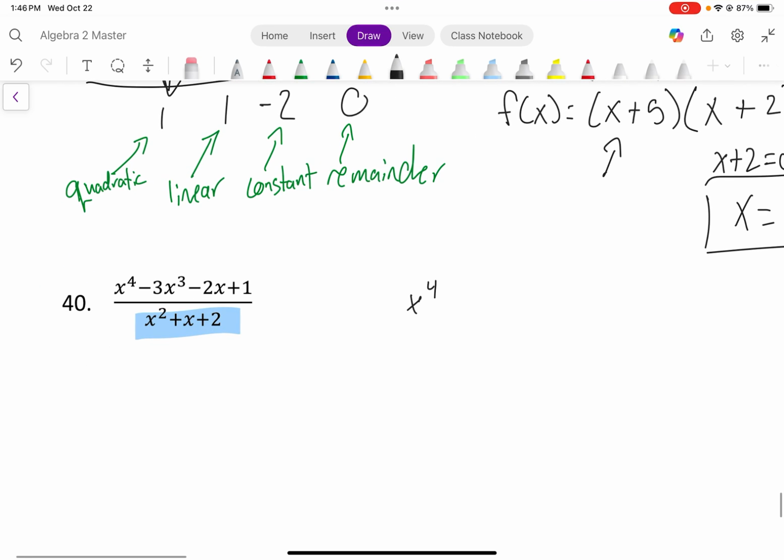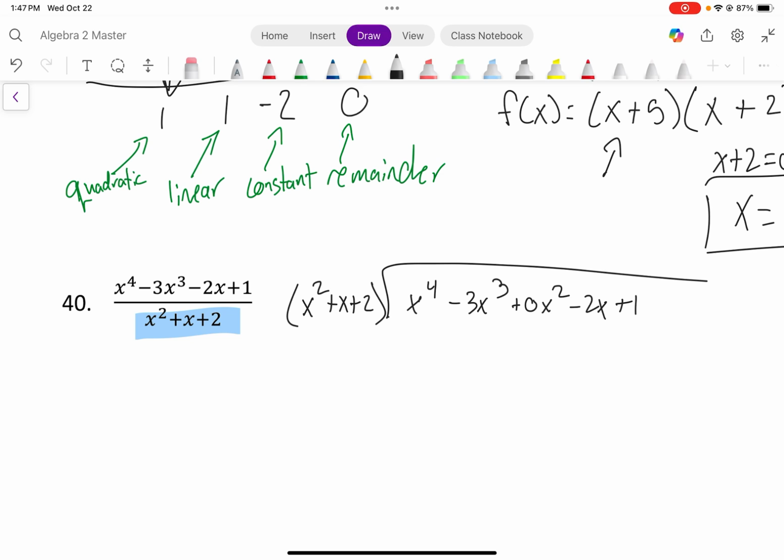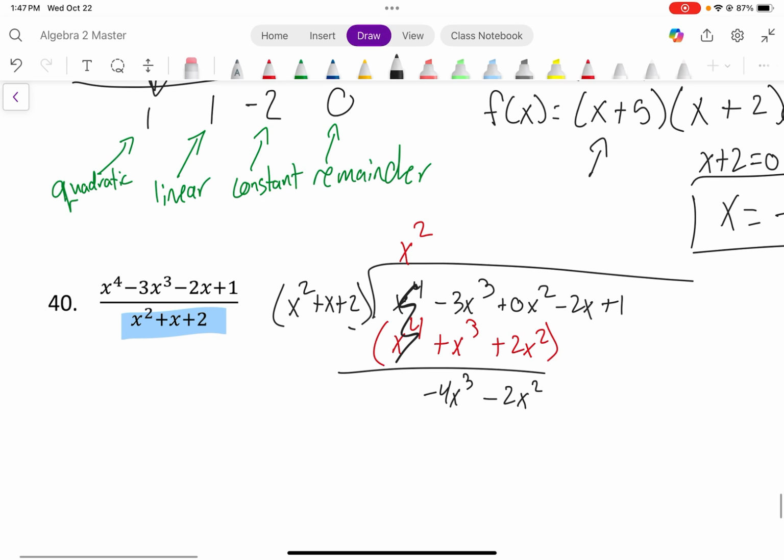So, x to the 4th minus 3x cubed minus 2x. Oh, I missed an x squared. Better go back and put a plus 0x squared minus 2x plus 1 divided by x squared plus x plus 2. x squared times x squared gives me x to the 4th plus x cubed plus 2x squared. Subtract. x to the 4ths cancel. -3x cubed minus x cubed is -4x cubed. 0x squared minus 2x squared is minus 2x squared. Bring down the minus 2x.